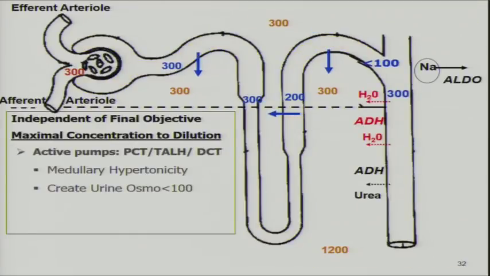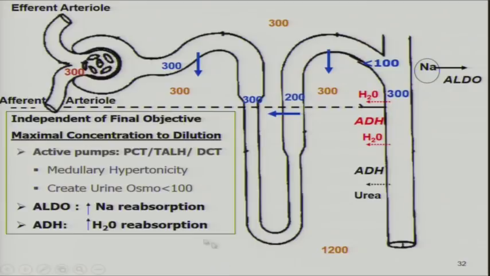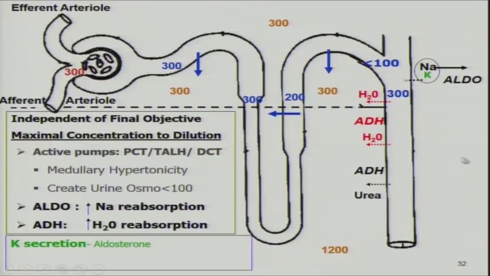So then to just summarize again, independent of what our objective is here, we have these active pumps, proximal tubule, thick ascending limb, distal convoluted tubule, to create this medullary hypertonicity, and they create the urine osmolarity of less than 100. These two segments together are sometimes called the diluting segment. They allow the urine to be diluted. And then, of course, ultimately what happens is high aldosterone will increase sodium reabsorption. ADH will facilitate water reabsorption. In addition, aldosterone will result in potassium secretion.